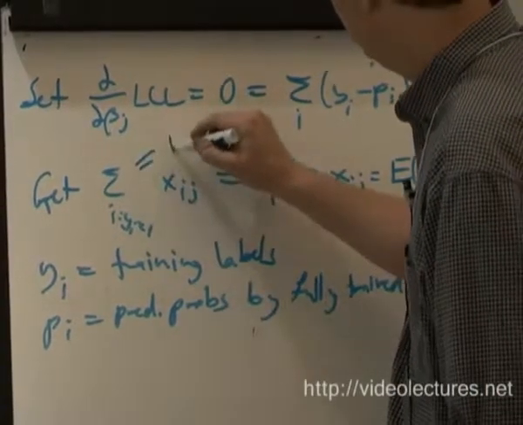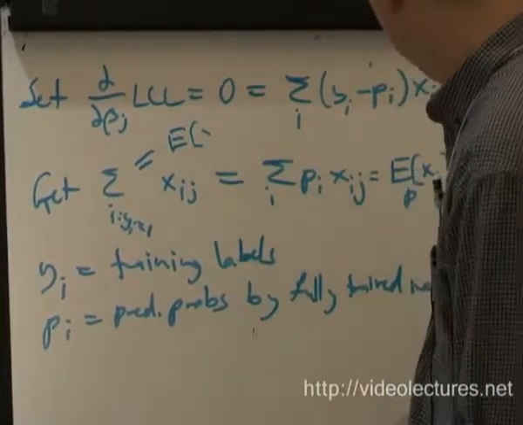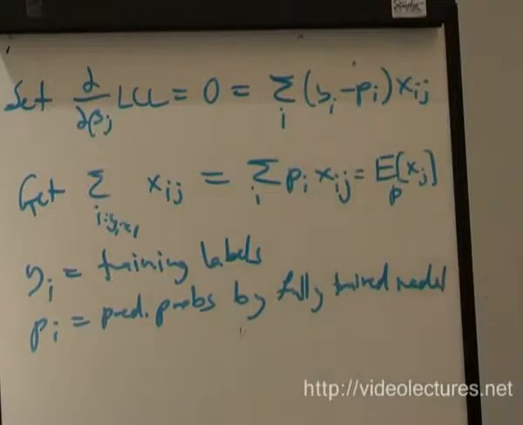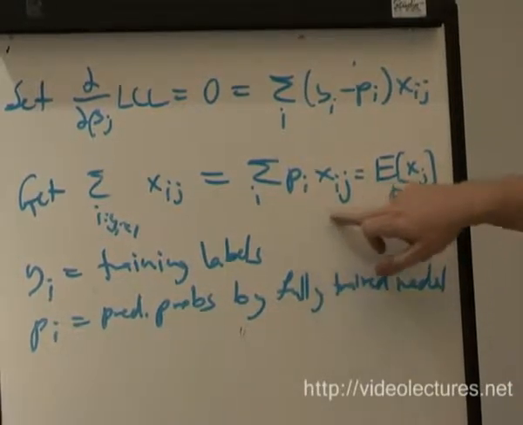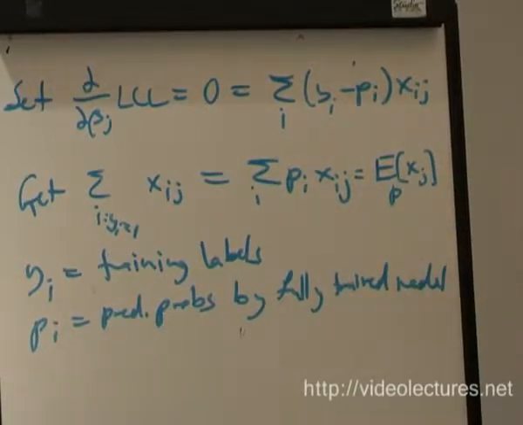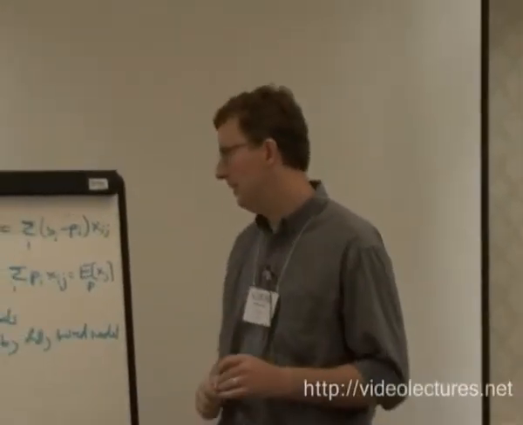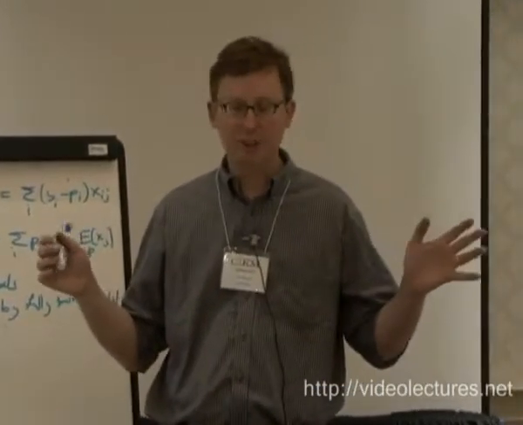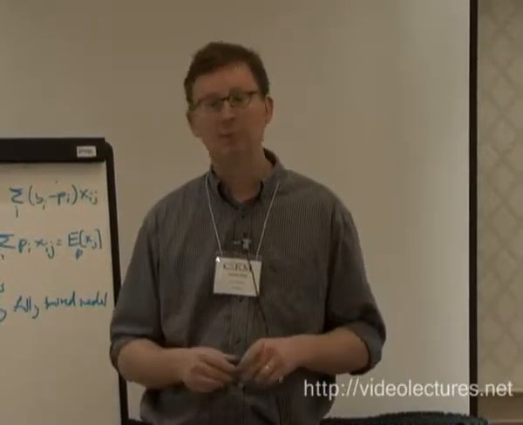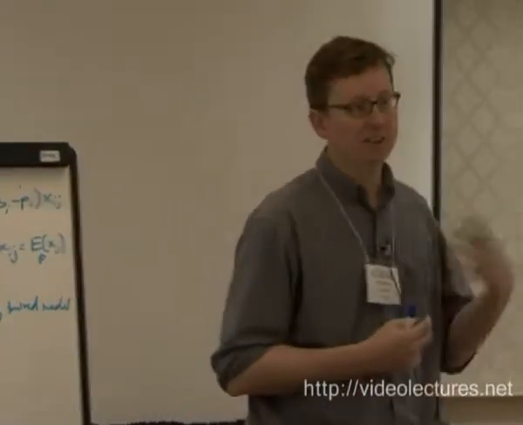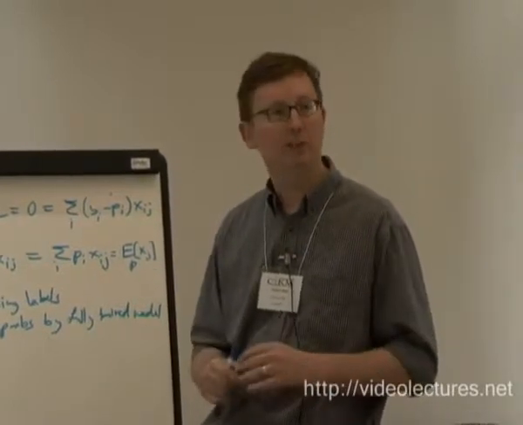The predicted probabilities you get for the training set are typically non-zero for every training example, but they have to spread themselves out so that for each feature, the average value of that feature for the positive examples is the same as the weighted average value of that feature for all the examples using the predicted probabilities as the weights.